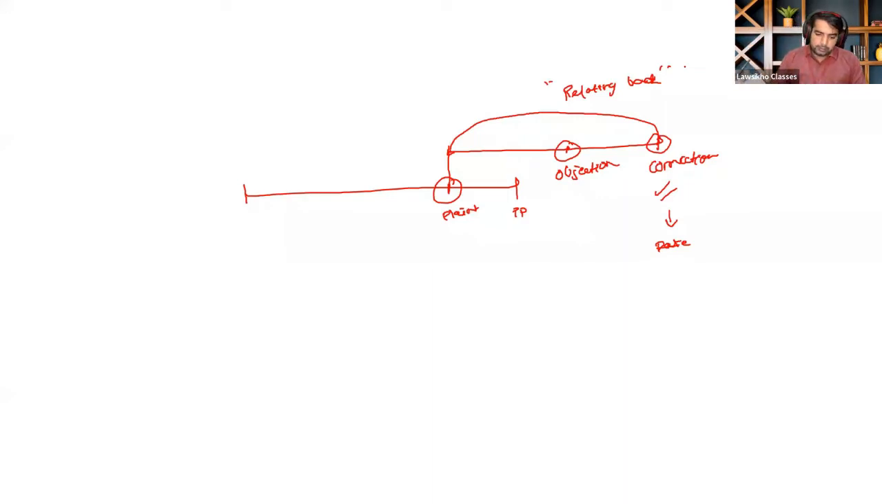Till here clear? Yes, sir. Okay. So basically these were the few things that we went on to understand about the doctrine of relating back.